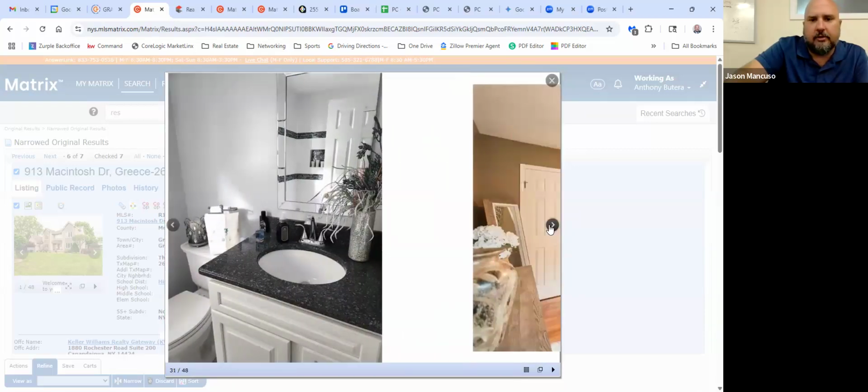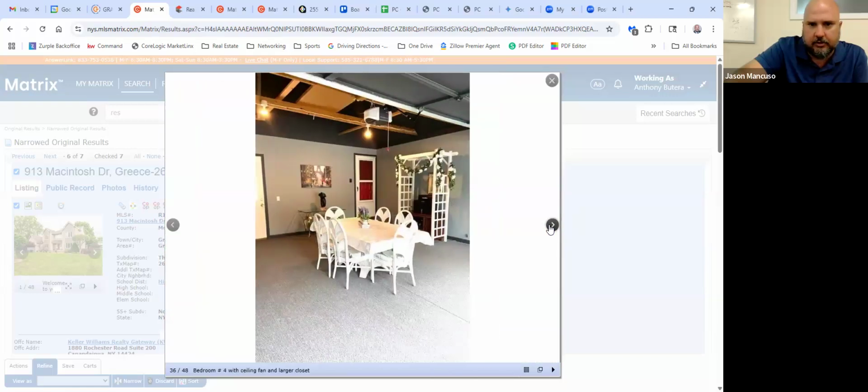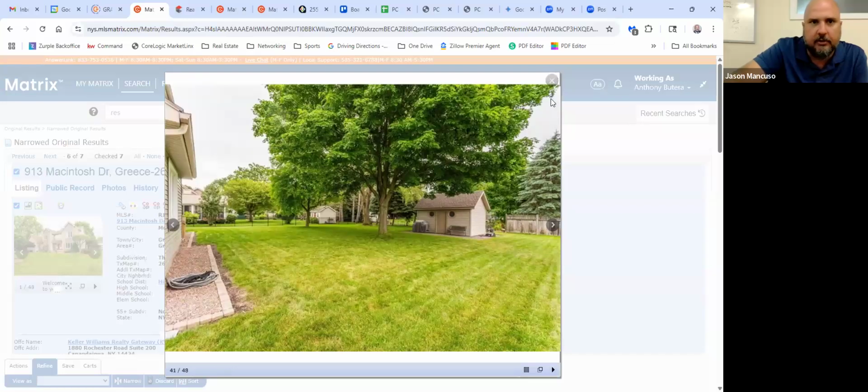Now I'm looking at this one, same street, same size, one year older, just to see how this will stack up to the subject property.